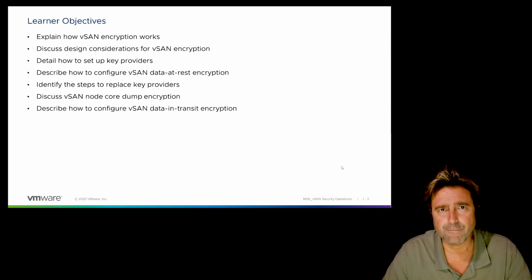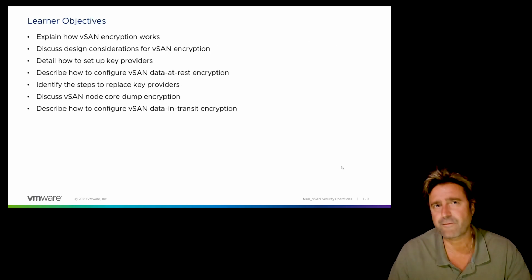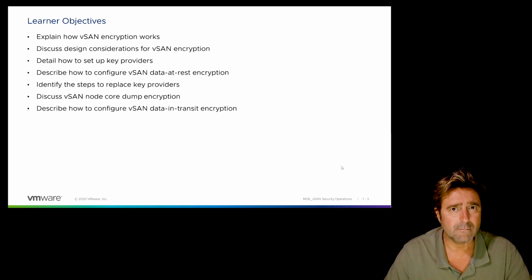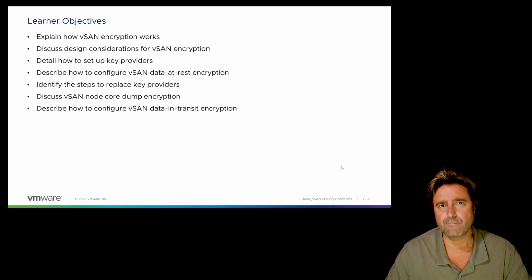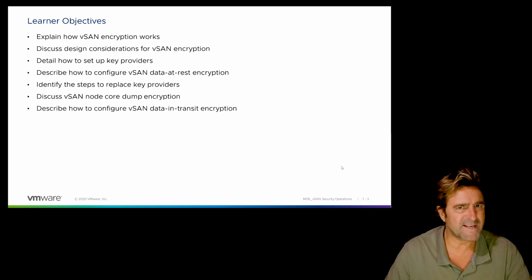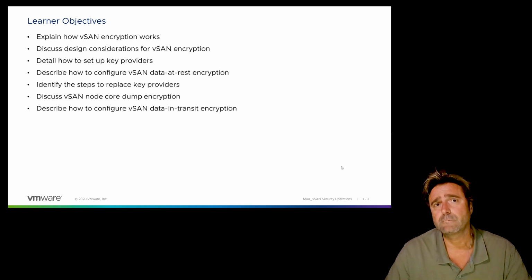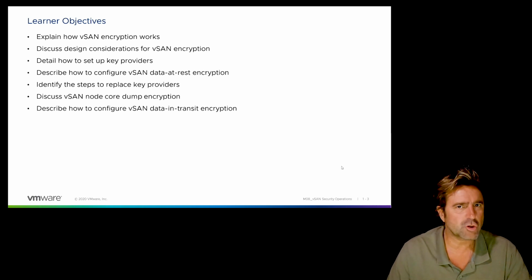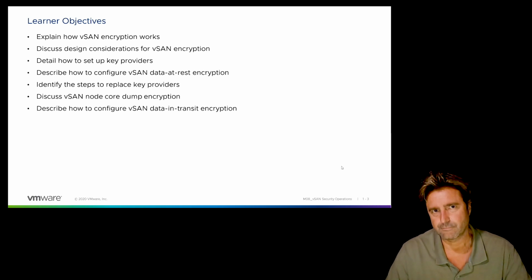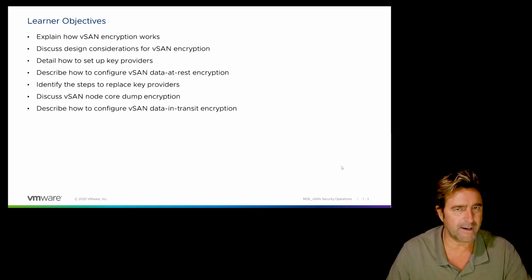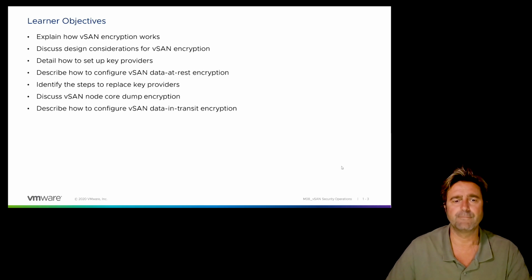And in this chapter, we're going to talk about two different things. On one hand, we are going to talk about data at rest encryption. Data at rest encryption is not a new feature. We've had that since vSAN 6.6, meaning since vSphere 6.5 Update 1. I'm going to do one demo, and in that demo, I am going to show you how to configure data in transit encryption. Data in transit encryption is brand new in 7.0 Update 1.